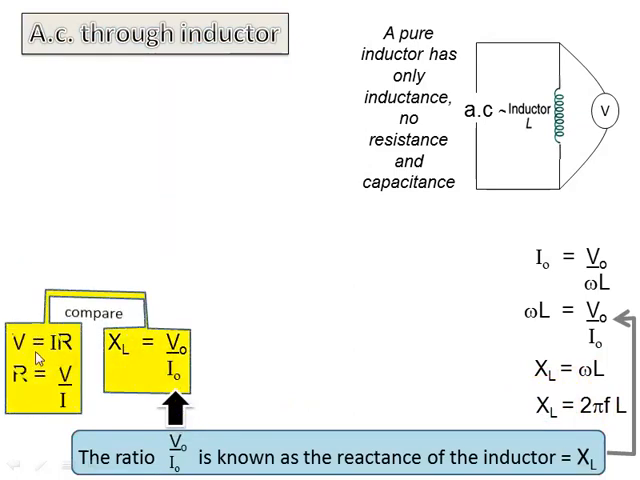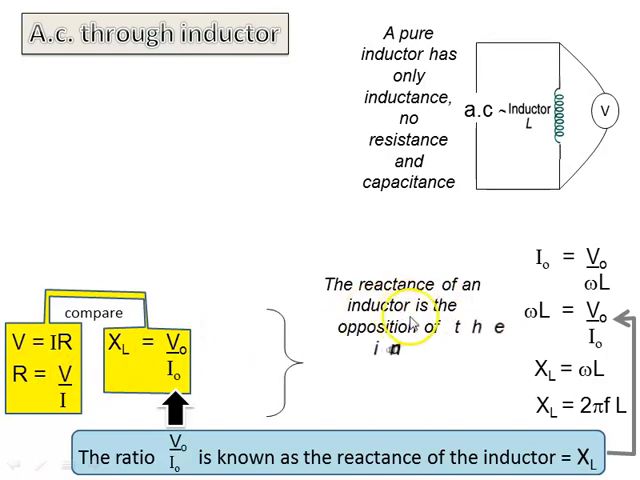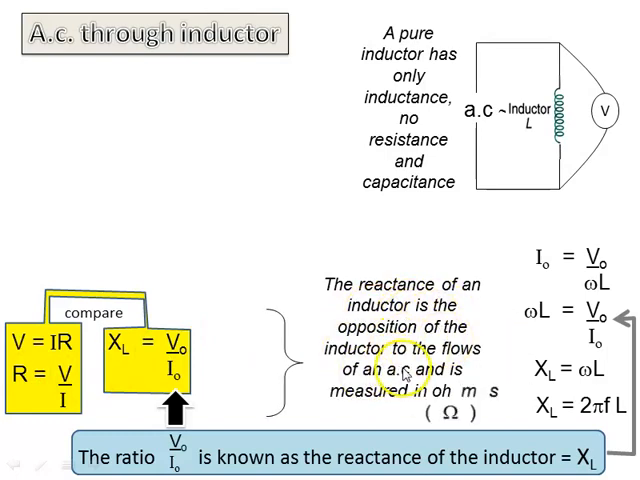Compare with V equals IR and R equals V per I. So we can say that the reactance of the inductor is the opposition of the inductor to the flow of an alternating current and is measured in ohms.